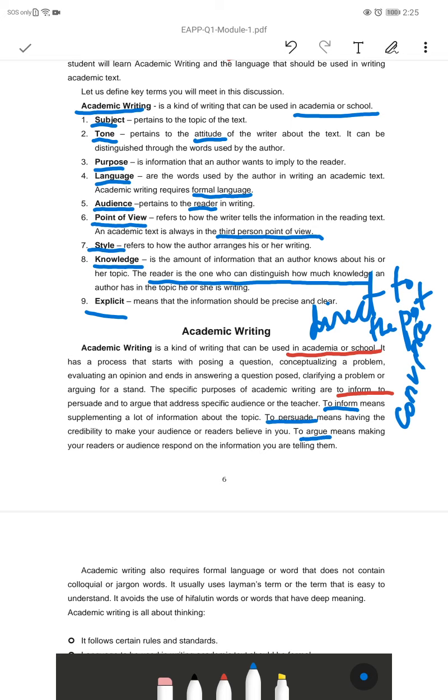Okay? So a while ago, when you're just informing your readers, you're just giving them information. Then when you try to persuade them, you convince them to believe in what you believe. And then when you try to argue with them, it means that you want your readers to respond with you. Okay?